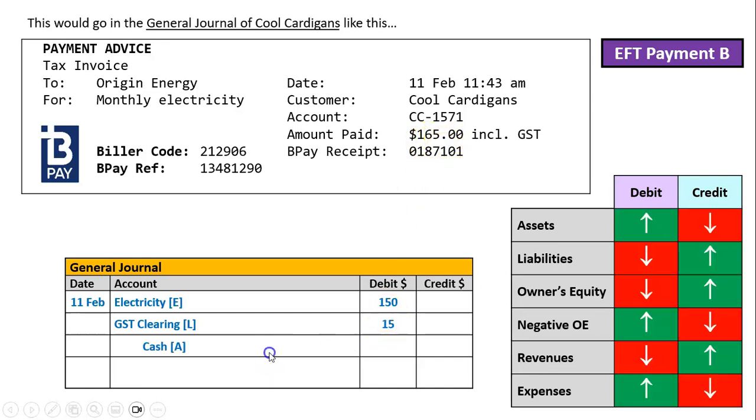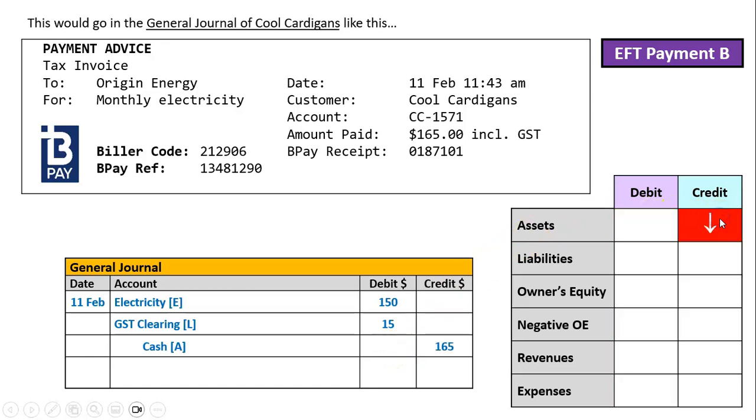And together, those two figures are the amount of cash that we paid. So the cash asset will go down by the total of these two. And when an asset goes down, that's a credit. So we can see it says 165. Do a narration, which I think is really important with a document like this because it is kind of hard to figure out. But if we just break it down, we can see we paid the monthly electricity to Origin Energy. We paid it by electronic funds transfer, and we've got a receipt here.